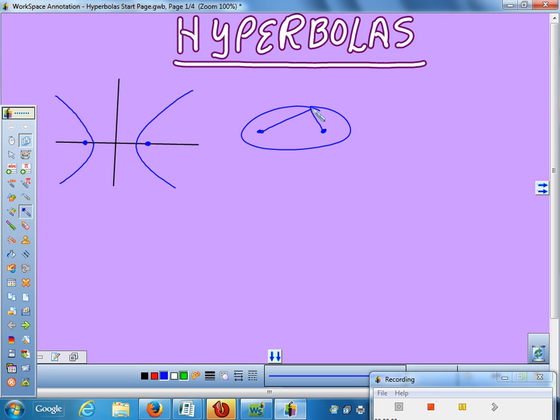Okay, on a hyperbola, it's the same thing. If you pick a point on a hyperbola and you measure the distances from each focus, and you subtract those differences, it's always the same. So ellipses were when you added the distances. Hyperbolas are when you subtract those two distances. So it's the exact same thing as your ellipse definition. It's just that it has the word difference in it instead of sum.